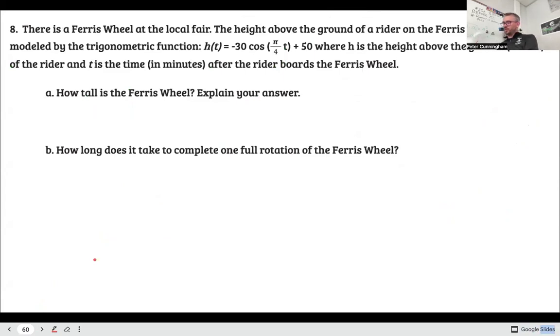All right, the famous or infamous, depending on your perspective. Did I miss a graph? No, I got it. All right. The famous Ferris wheel. How tall is the Ferris wheel? Well, let's look at the middle.